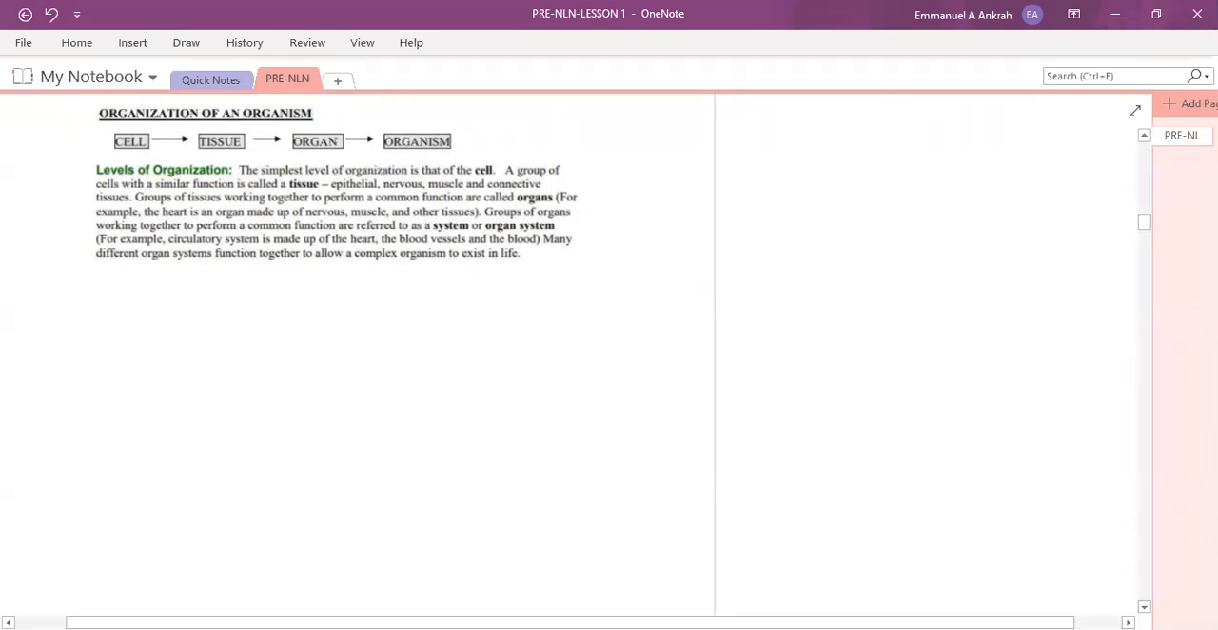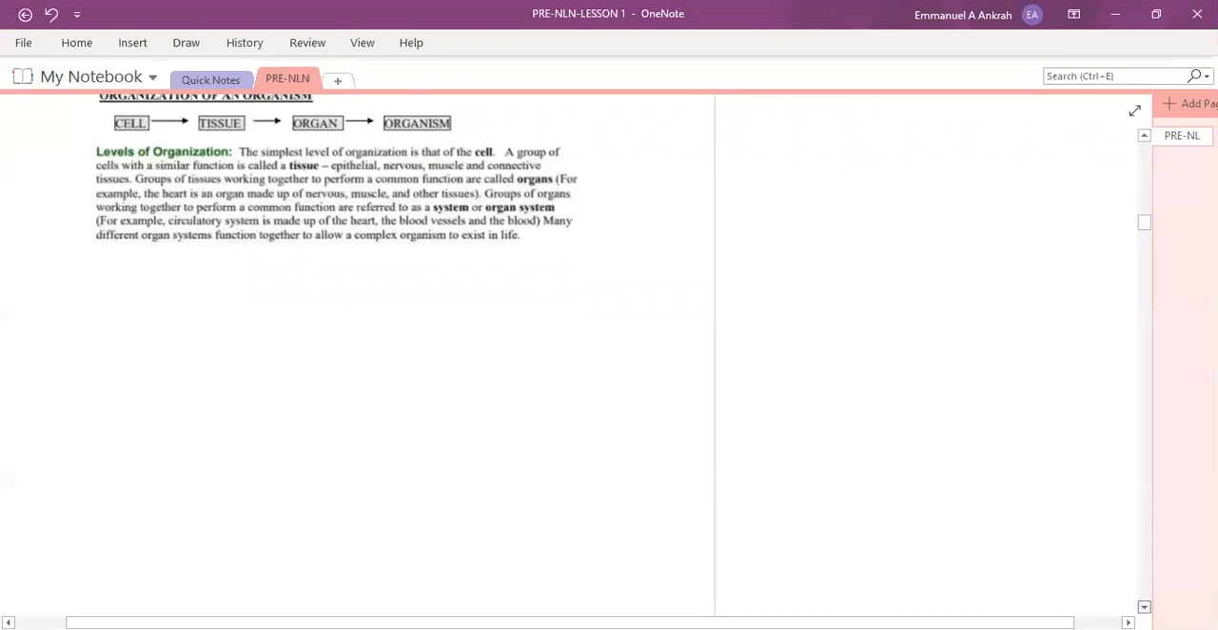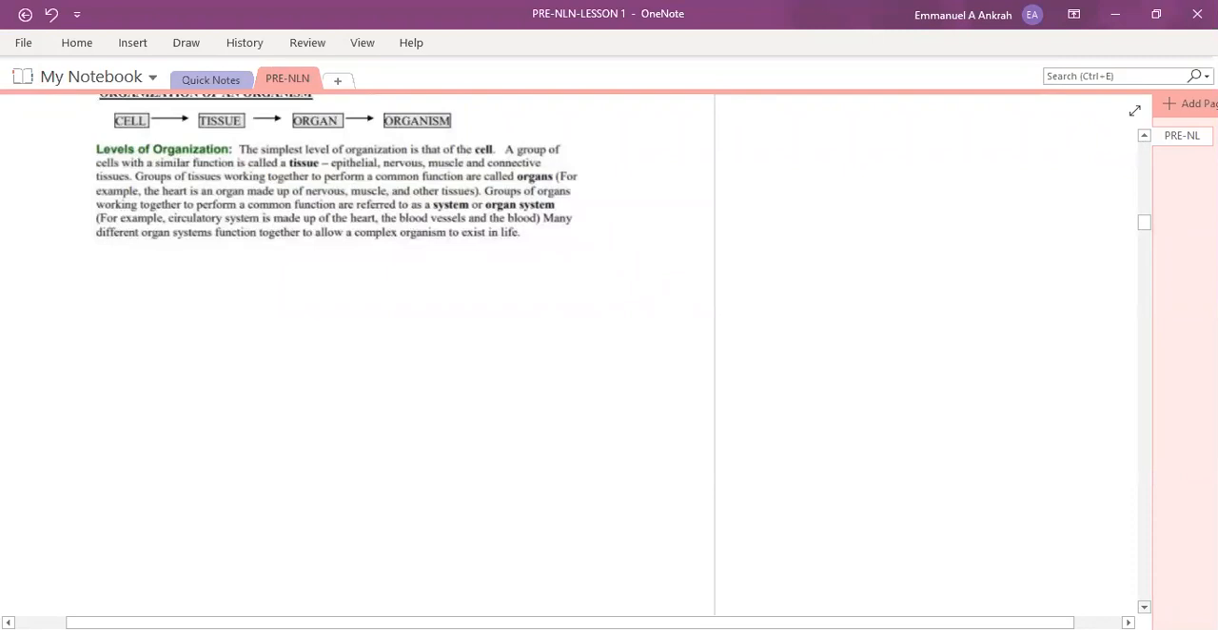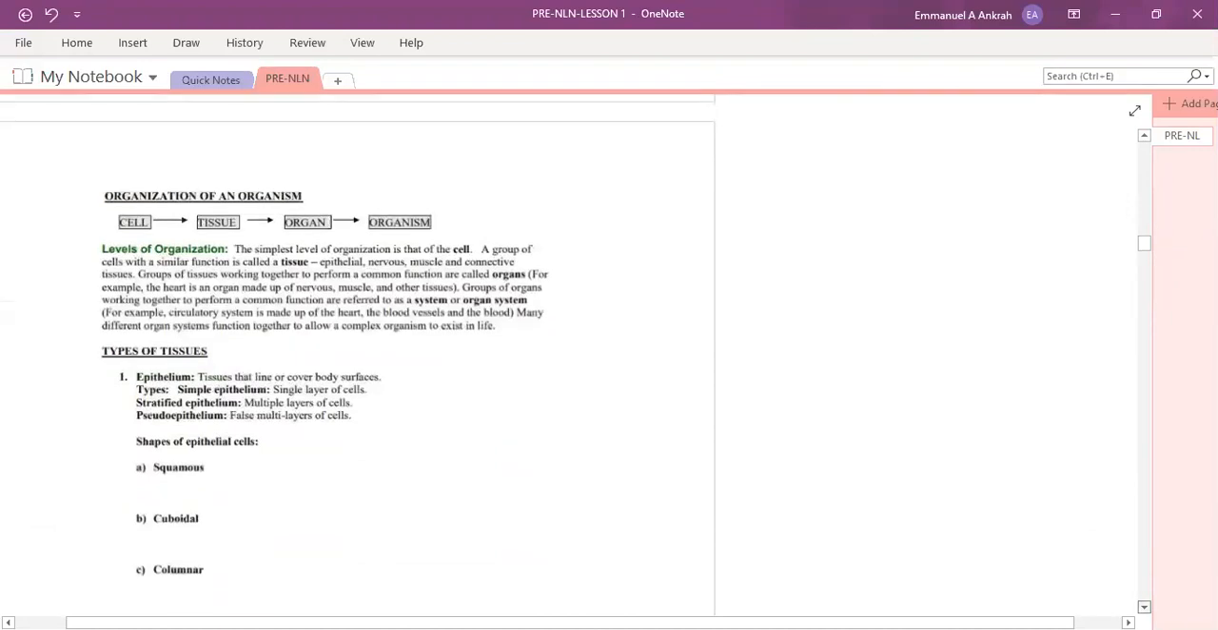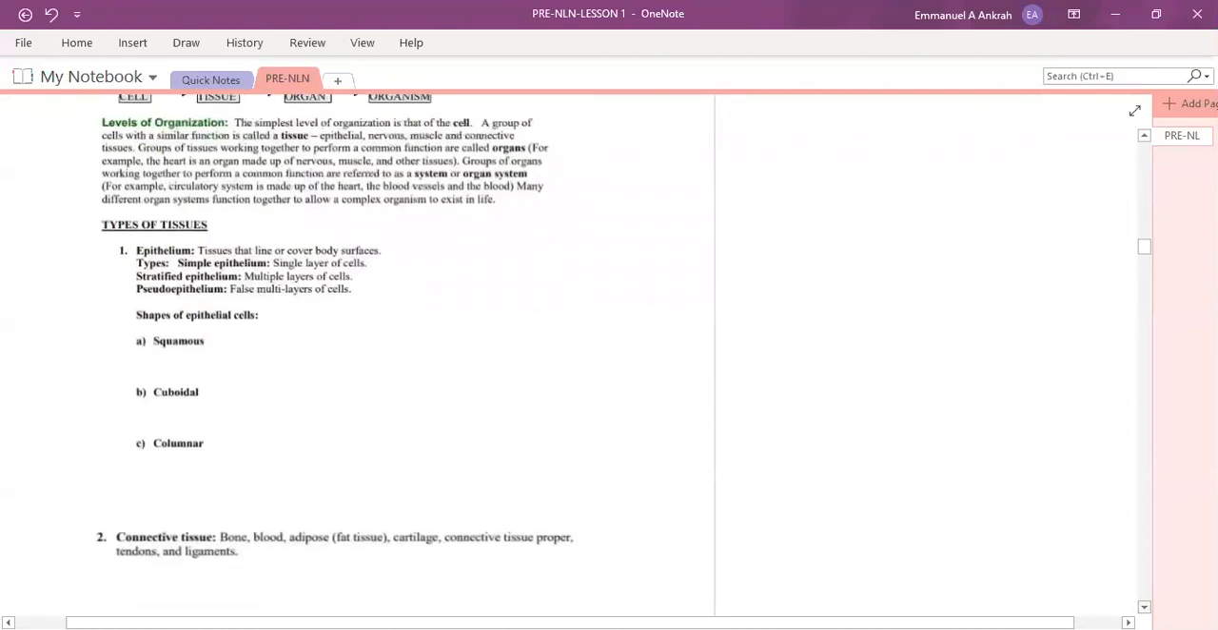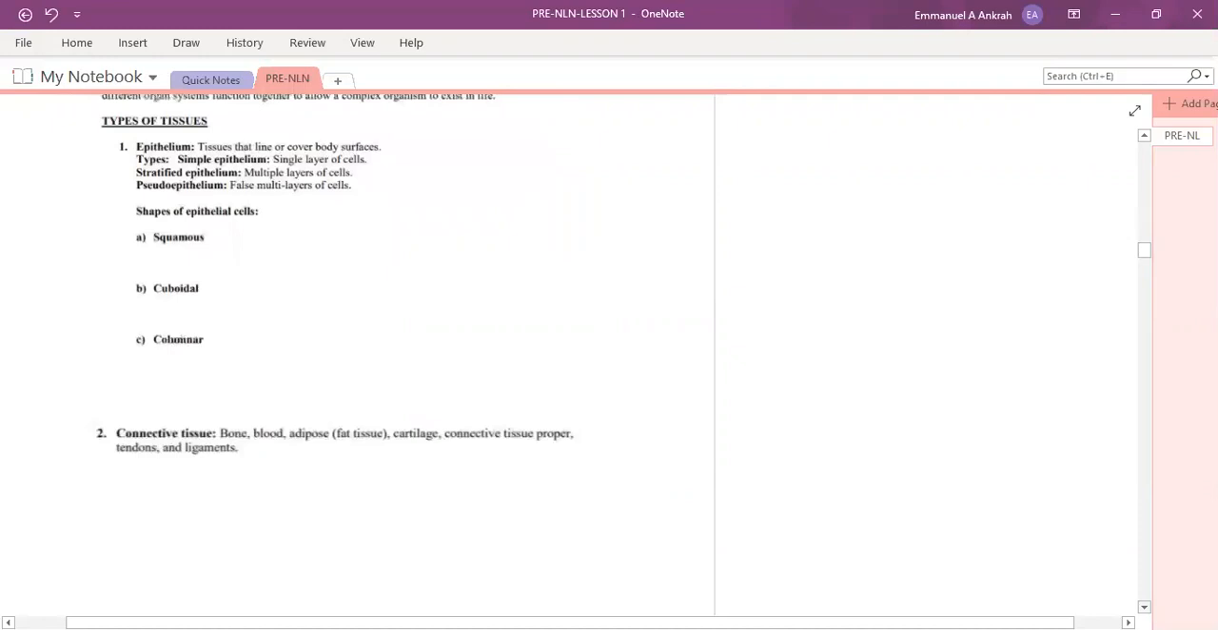I want us to look at the different types of tissues that you have. So the types of tissues. We have epithelium, or the epithelial tissue. That's the first tissue. And they have connective tissue. And they have the nervous tissue. And then the muscular tissue, or the muscle tissue, the muscles. Okay, so those are four tissues that we want to look at. So let's begin with the epithelium.